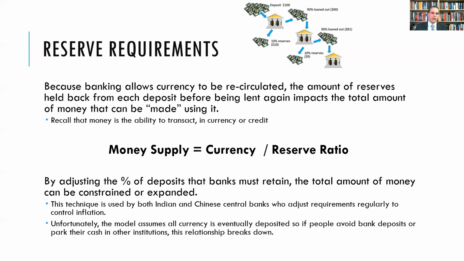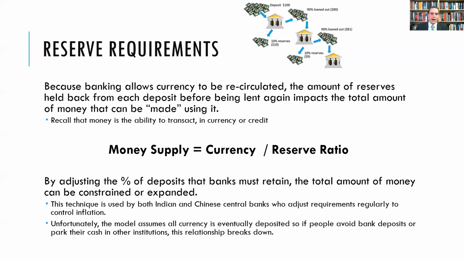The biggest problem with the model, though, is that it assumes that all currency is eventually deposited back into the system. That works particularly well if banks, traditional banks, are the primary savings vehicles for individuals. On the other hand, if they use other things like money market mutual funds or life insurance investments as a place to park their cash, then the money does not necessarily get multiplied through fully in the banking system, as is assumed here.